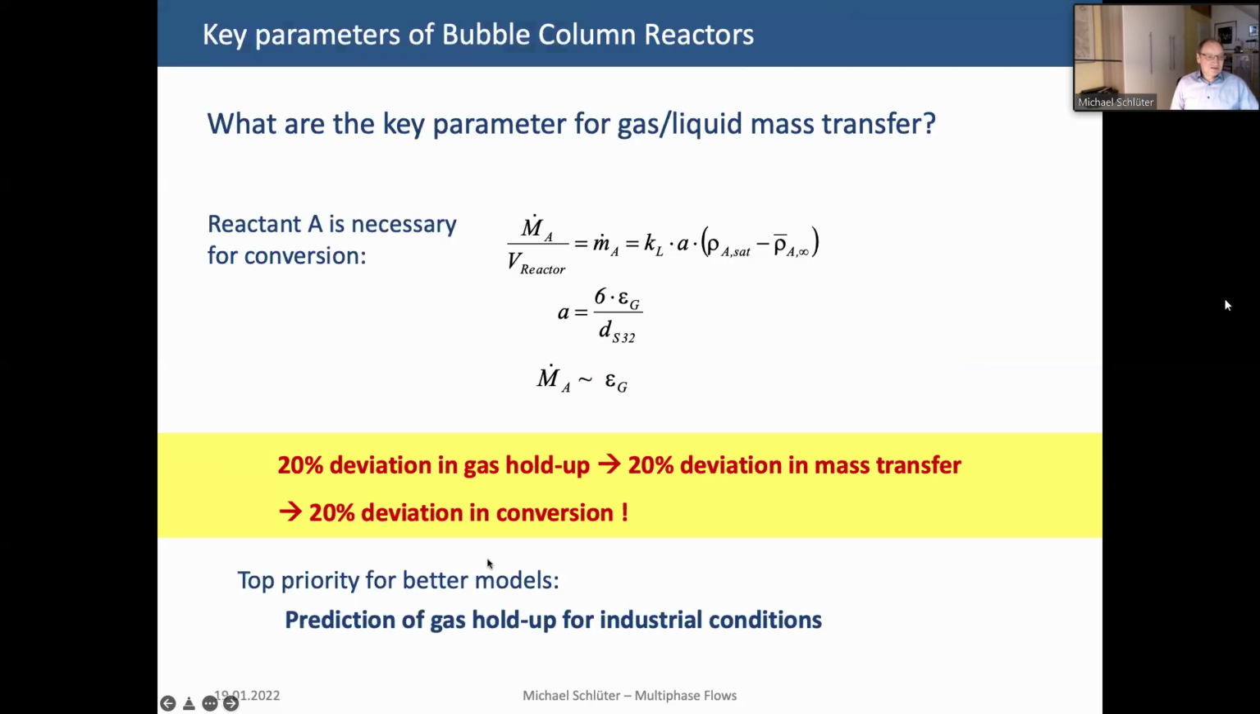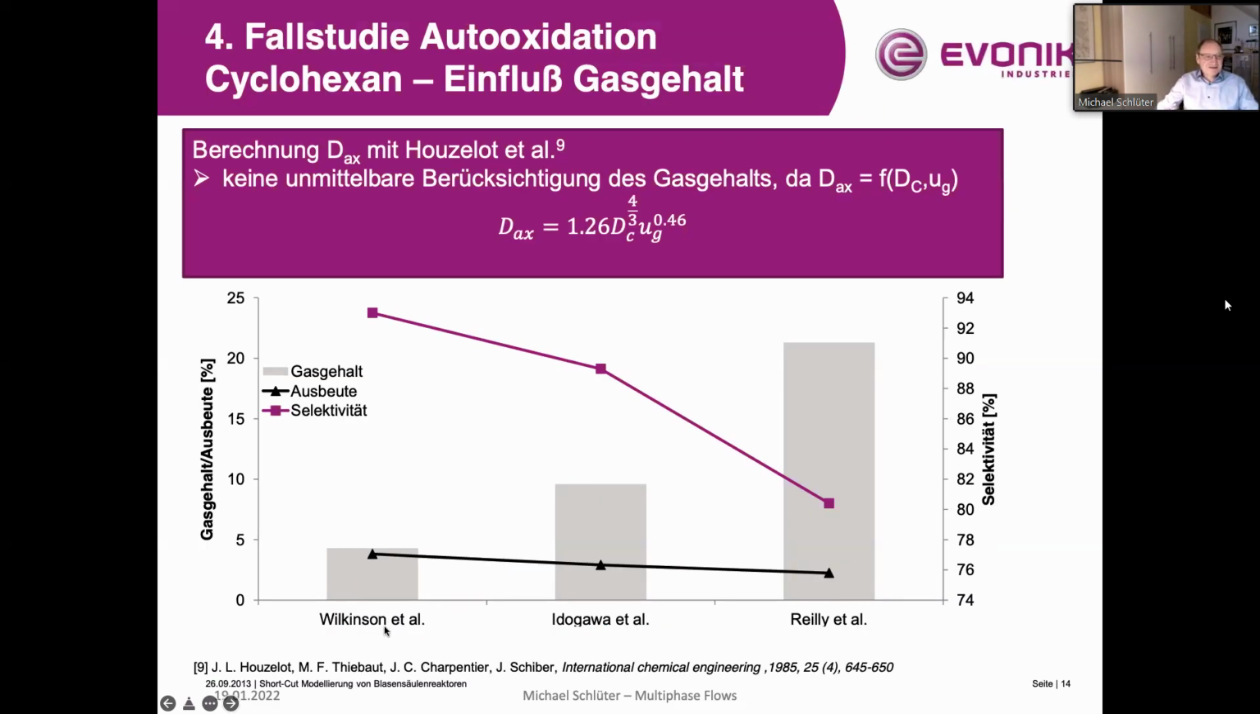So my colleague Mark Becker at the Evonik company has used these 3 correlations and has applied them to this special problem, the cyclohexane oxidation, and he calculated first the gas hold up. And as you can see, the gas hold up from Wilkinson says, okay, the gas hold up is 5%.